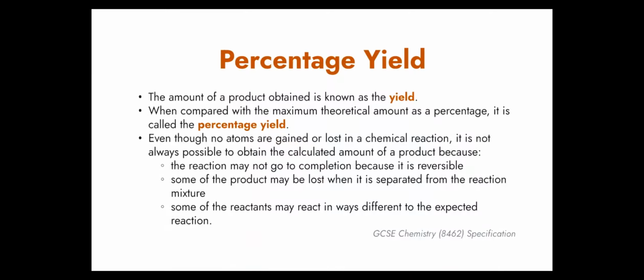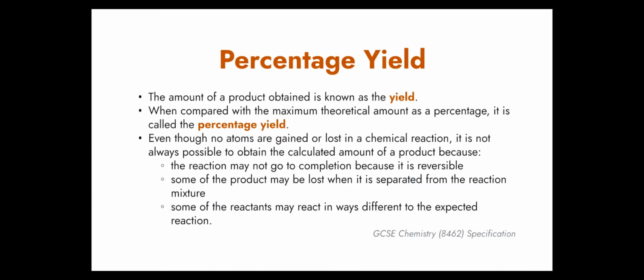One of them can be that the reaction was reversible, and so it didn't go to completion. It never goes to completion, actually. So the products will break down to produce reactants again, and we will not get the expected amount of the product.